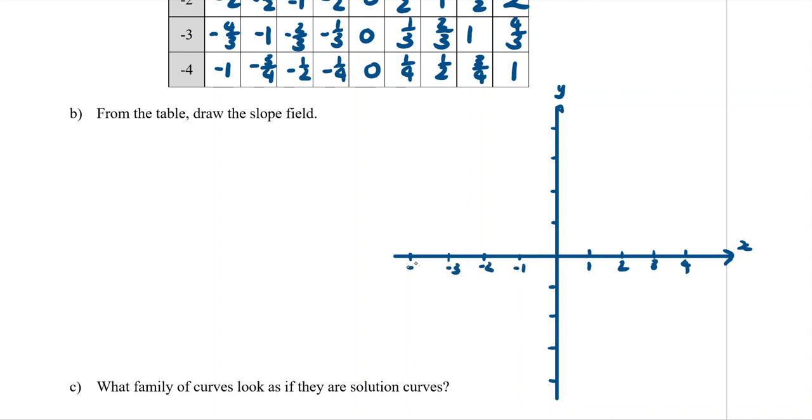On this line, there's no arrows on the slope field. Okay, half a centimetre if you have to. Okay, all right.